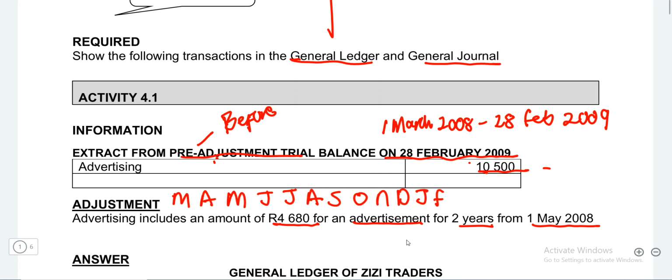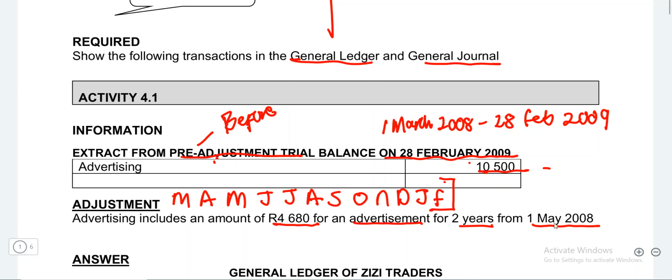Now, what we must remember is that when does their year end? Remember, their year started in May, which means for us as a business, our year will end here. But for advertising, the year will end in April. Remember, it's going to be from here. It's going to be that their year is going to end on the 30th of April.